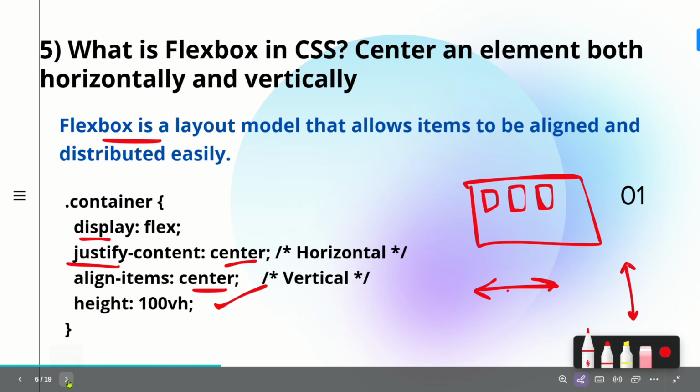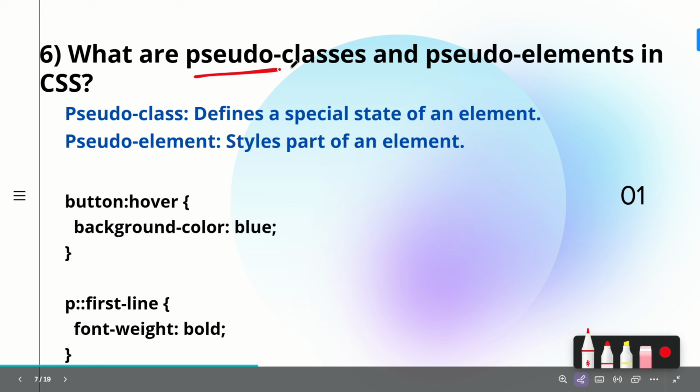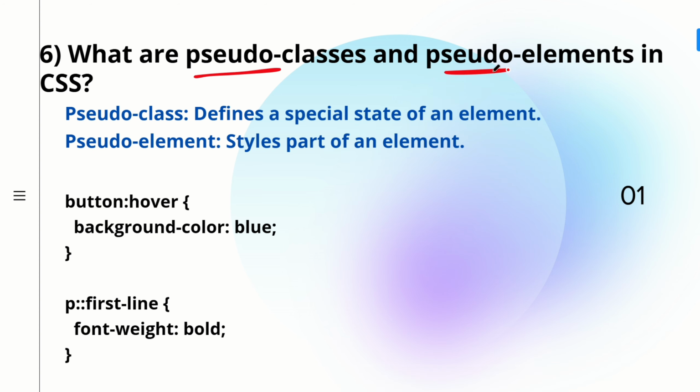Now let's see the sixth question. Sixth question is what are pseudo classes and pseudo elements in CSS. So pseudo classes define the special state of the element. So what are the different states of the element? Different states of the elements can be hover, right? If we are hovering on some element, that is a special state of the element.